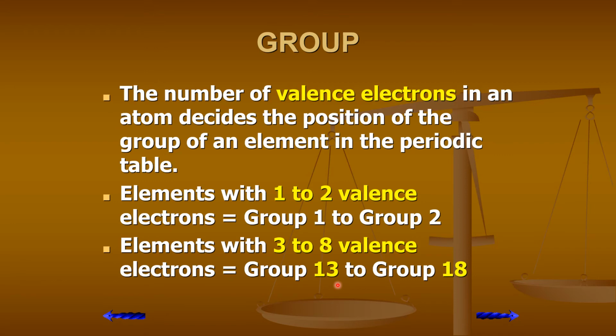Okay, so start daripada valence electron 3 sampai 8, dia lompat kepada belas-belas punya group. Another example, if the atom has 4 valence electrons, it is group 14. And the list goes on until the last one. If the atom has 8 valence electrons, it is in group 18.